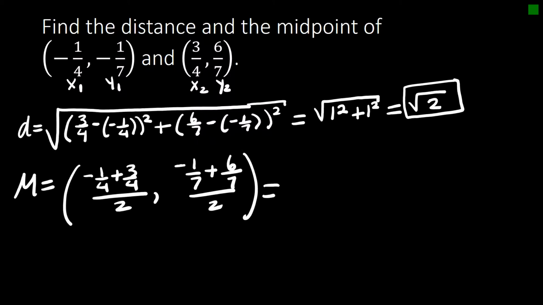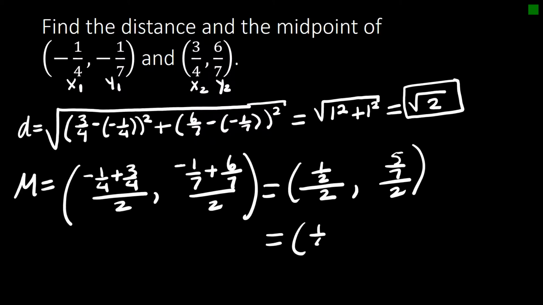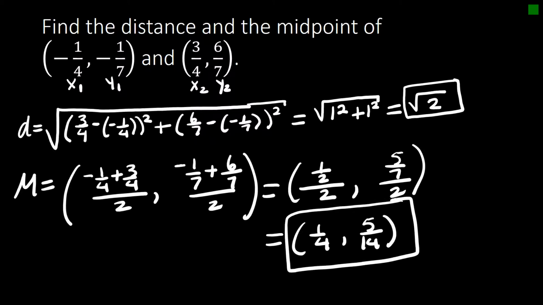So negative 1 plus 3 is 2. So we have 2/4, which is 1/2 divided by 2. Negative 1 plus 6 is 5. So we have 5/7 divided by 2. And this reduces to 1/4, comma 5/14. This is our midpoint.